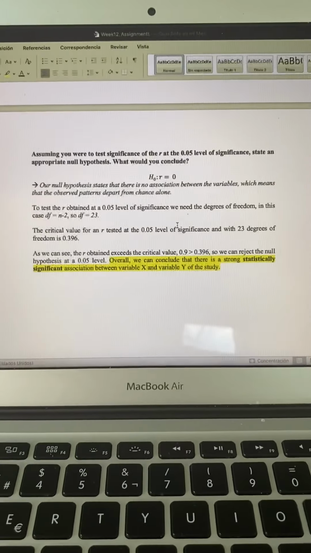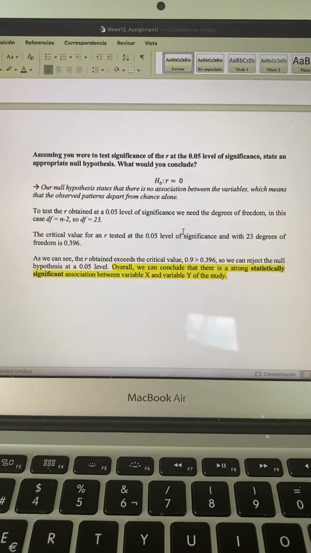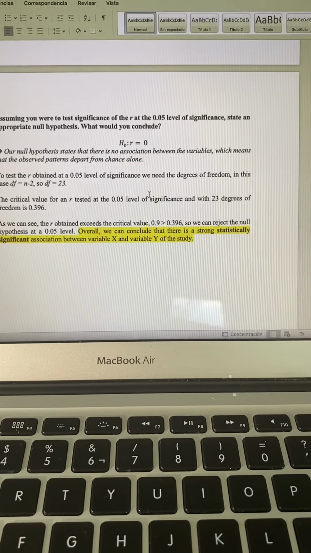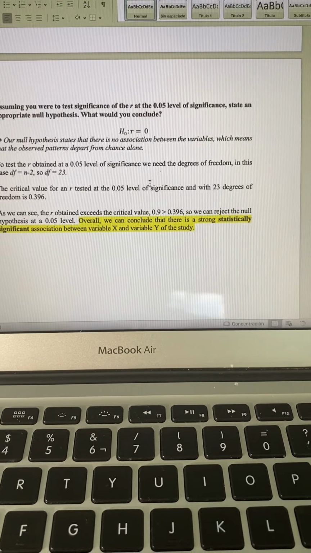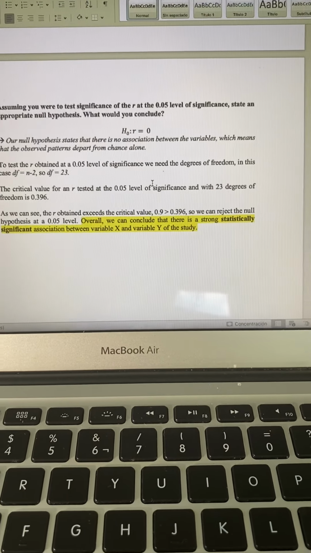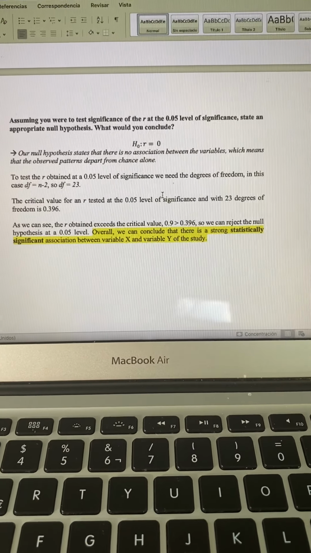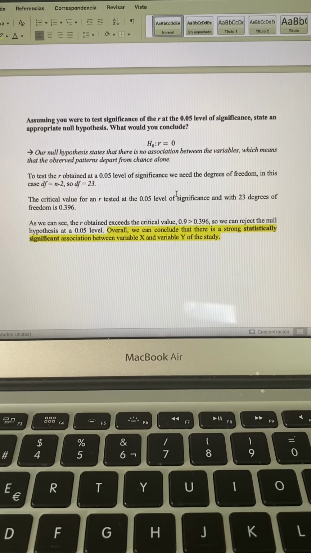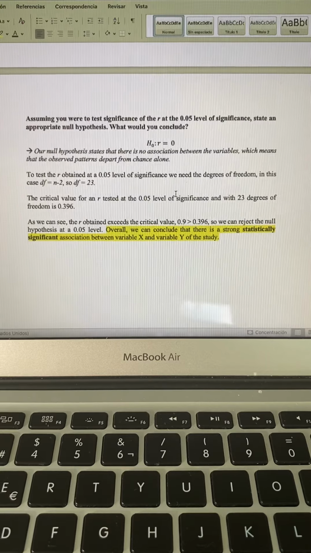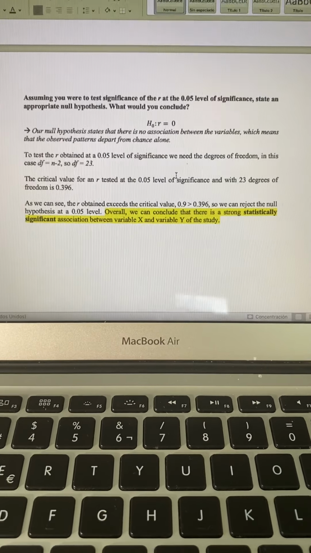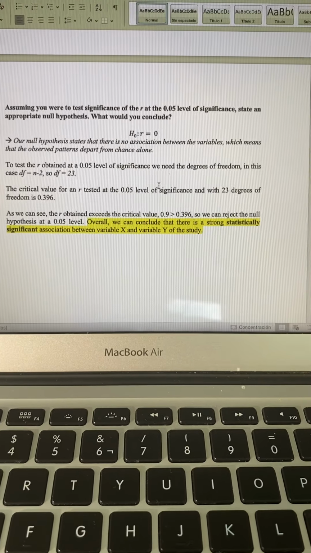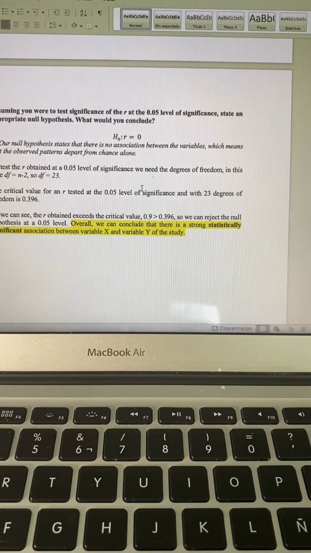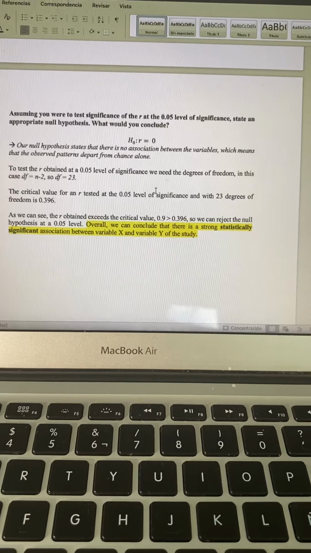And well, for the last one, the null hypothesis would be that the correlation coefficient is equal to 0, or that there is no association between the variables, which means that the observed patterns depart from chance alone. And then to test, we need the degrees of freedom, and in this case the degrees of freedom is n-2, so 23, and our critical value at a 0.05 level of significance with 23 degrees of freedom is 0.396.